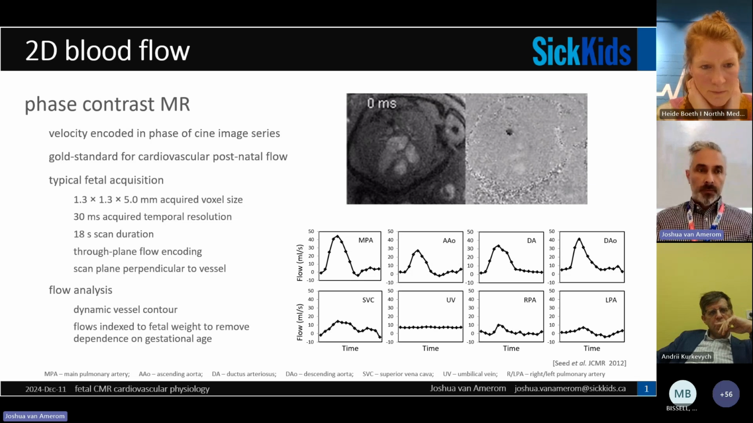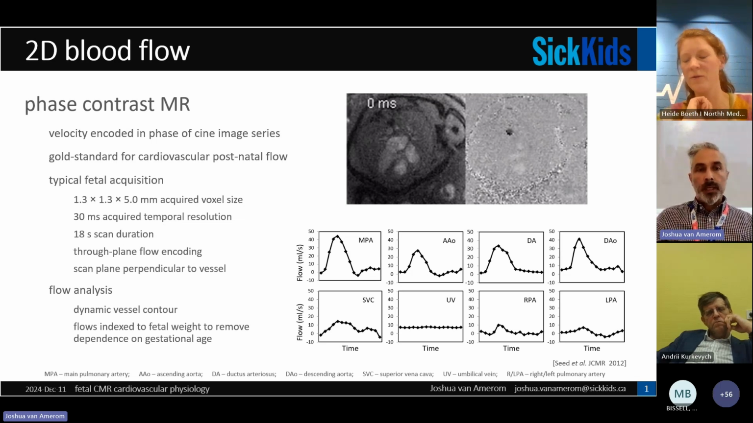And I've looked at some typical fetal acquisition parameters there. So you can see the voxel size of 1.3 in plane. Importantly, I guess, scan duration is about 18 seconds for just through plane flow encoding. And the scan plane needs to be approximately perpendicular to the vessel. And that can take actually quite a bit of skill to set up.